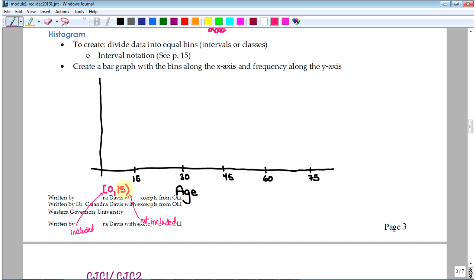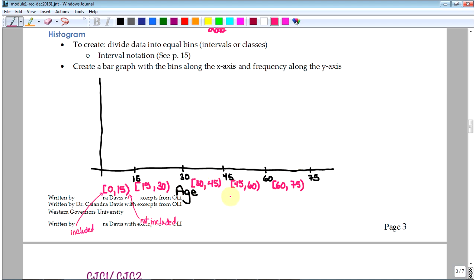So my next interval I'm going to let start at 15, so I use a bracket, and then I'm going to go to 30, but I'm not going to include 30, so I use a parenthesis. So I'm going to follow this pattern. My next bin will be from 30 inclusive to 45 not inclusive. Then I start with 45 inclusive, going to 60 not included, and then from 60 included to 75 not included. Okay.